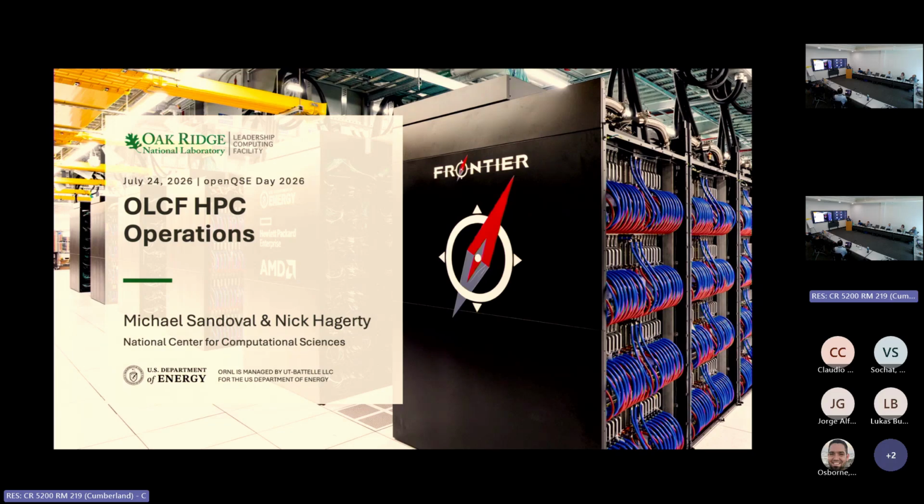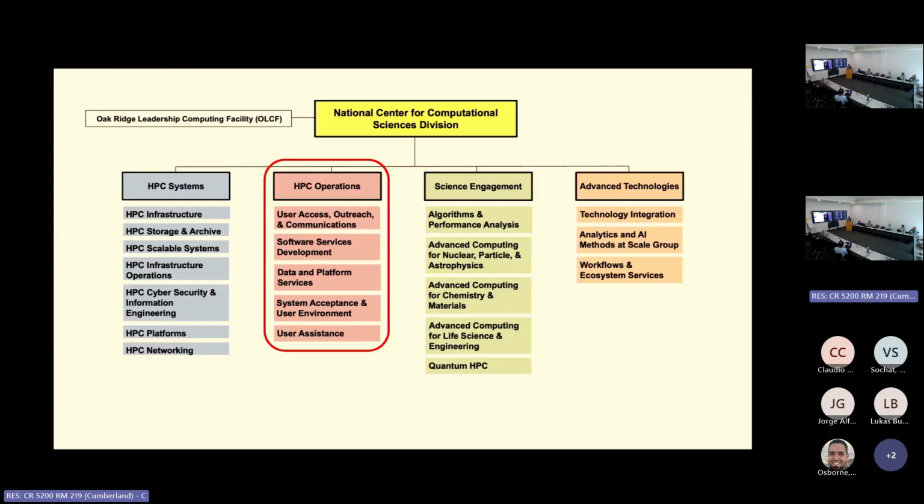But I'm here to talk about lessons that I want to pass on to y'all in the openQSE community, things that the HPC operations section here at Oak Ridge cares about. A lot of these have already been brought up by other presentations, but some are still open-ended questions where I don't necessarily have answers, but I want to at least put them out there as something that we care about.